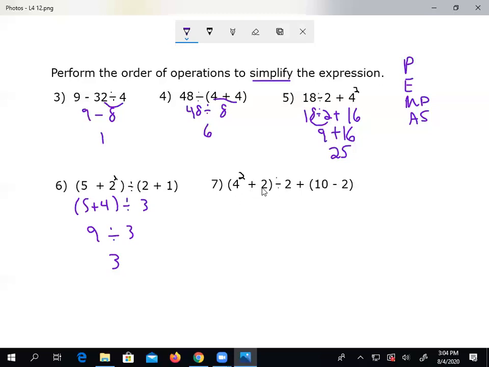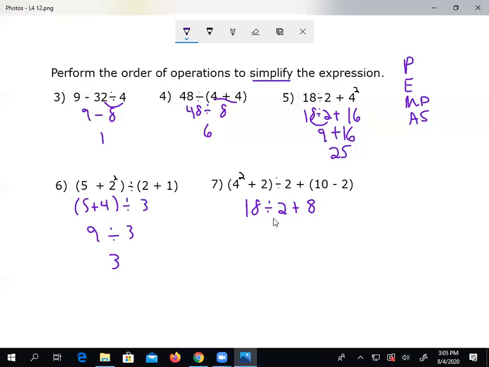So 4 squared plus 2 divided by 2 plus 10 minus 2. Again, I have a bunch of parentheses here, so I have to do what's inside parentheses first. 4 squared is 4 times 4, which is 16. 16 plus 2 is 18. I'm going to just do all that at one time. So it's divided by 2 plus, and 10 minus 2 would be then 8. So I did my parentheses all on one line.